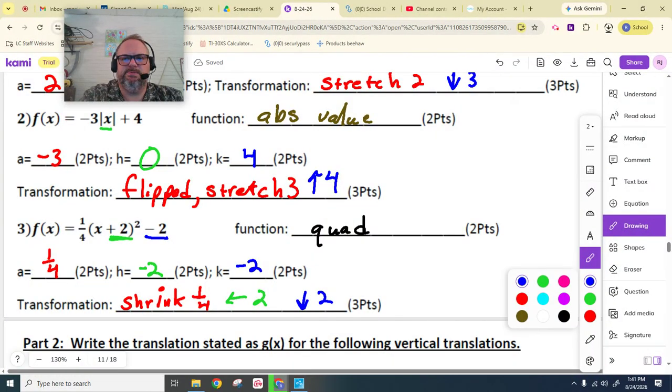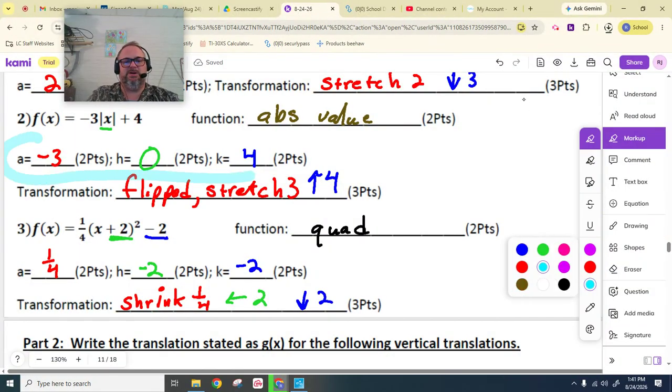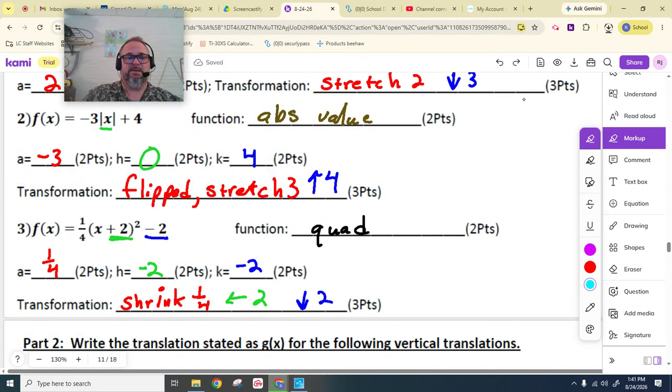All right, so now there's lots of points going on in part 1. Okay, now remember, if you happen to get any of this wrong up here, it's going to affect this right here. So I would only take points off if you labeled your A, H, and K wrong.